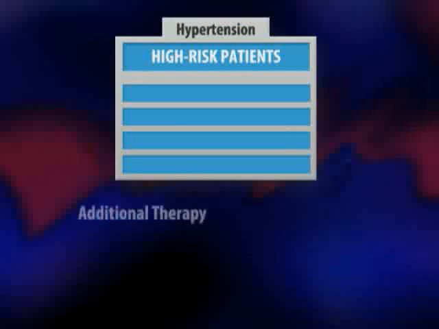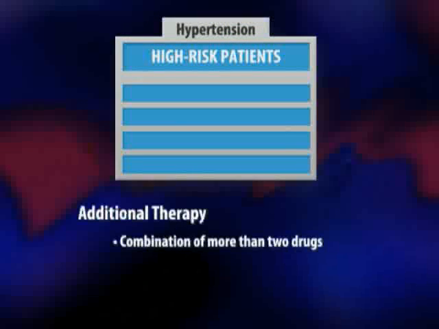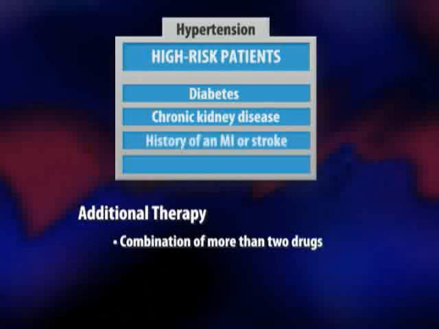High-risk patients may require more than 2 drugs to control blood pressure. These patients include those with diabetes or chronic kidney disease, a history of an MI or stroke, or a risk of coronary artery disease, and may require other types of antihypertensives, such as a renin inhibitor. Each hypertensive drug class works in a different way to control blood pressure.